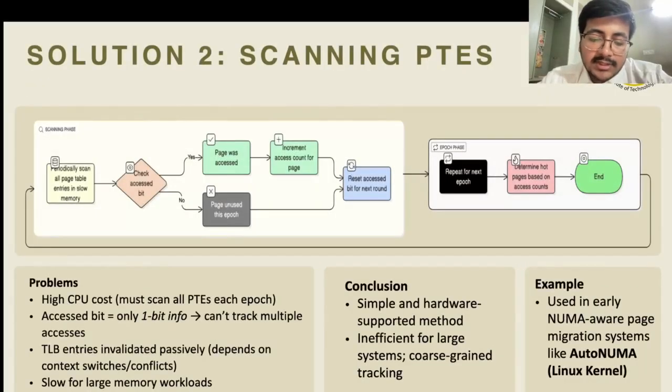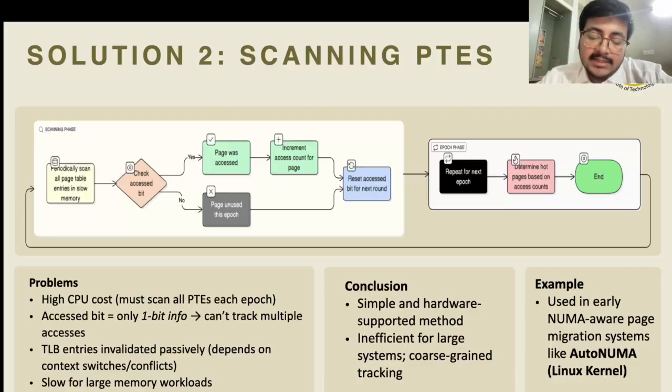The second solution is scanning PTEs. This method periodically scans all valid page table entries for slow memory pages. If a PTE's access bit is set, the OS increases that page's access count and resets the bit. After multiple scans, frequently accessed pages are marked as hot. It's simple and uses existing hardware support, but it's costly for large systems.